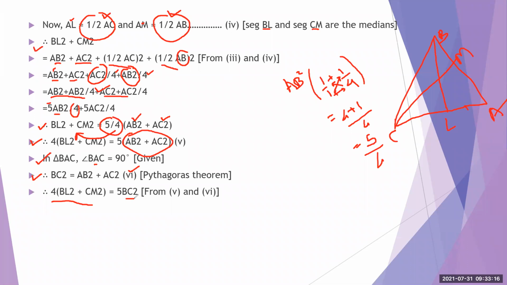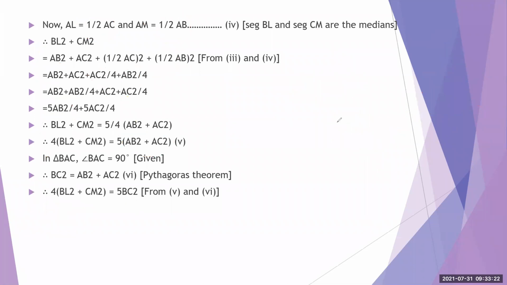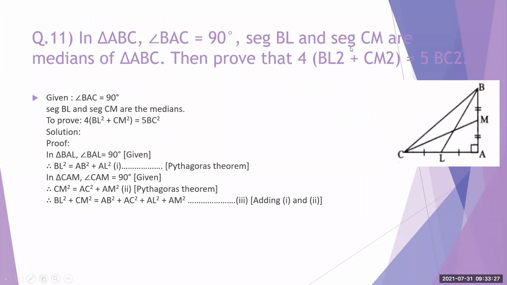So how did we do it? It is very easy. Whatever diagram we were given, from this diagram, firstly with the help of the given diagram, we found out the value of BL, then we found out CM square, then we required the addition of these two, so we added these two. After adding we get this equation number 3. In this equation number 3, we have the value of AL and AM as half of AC and half of AB respectively.